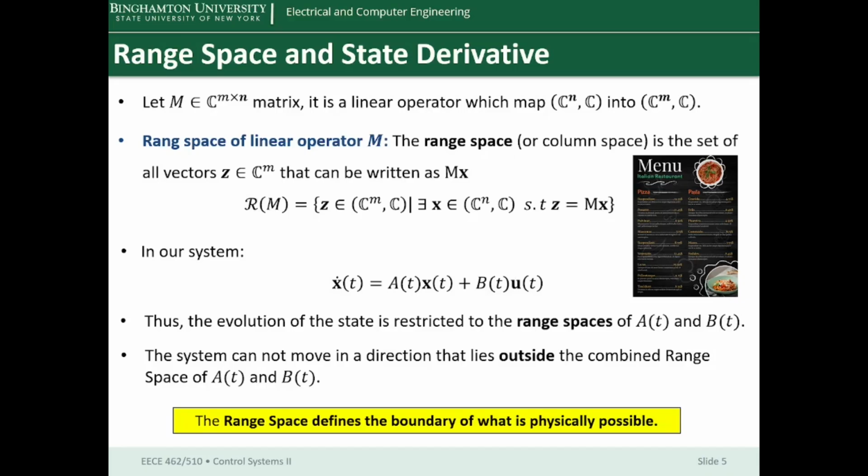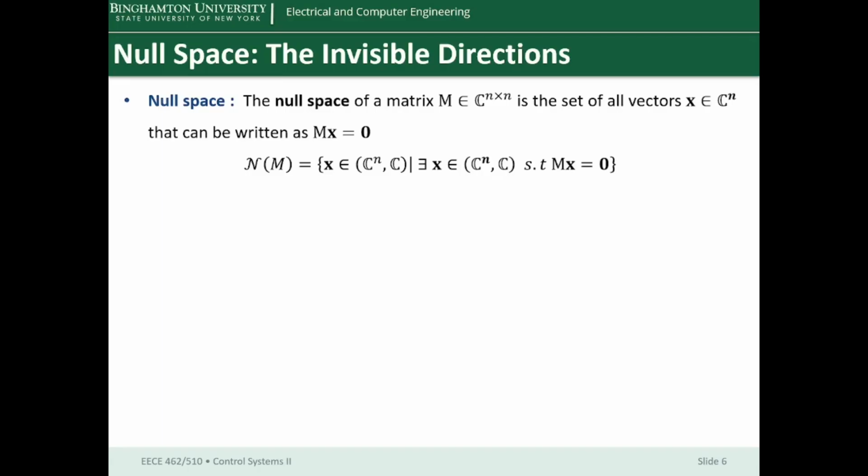So if range space represents all possible changes, all the outputs the system can produce, then what about inputs that produce no change at all? The ones that lead to zero outputs. That brings us to the complementary concept, the null space. The null space of a matrix M is the set of all vectors x in C^n that when multiplied by M produce absolutely nothing. Mx equals 0.